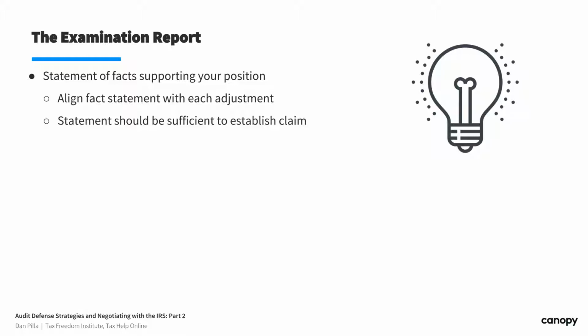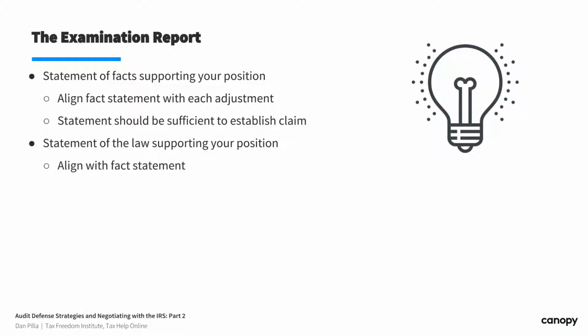The next thing you need is a simple statement of law to support your position. And again, you're going to align this with the facts. So the law aligns with the facts, which align with the specific items that were adjusted or disallowed. And so now, you don't have to have a legal brief here. This does not have to be a very, very elaborate legal explanation with court cases and citations and all the rest of that stuff. All you need to do is point to a specific statute.